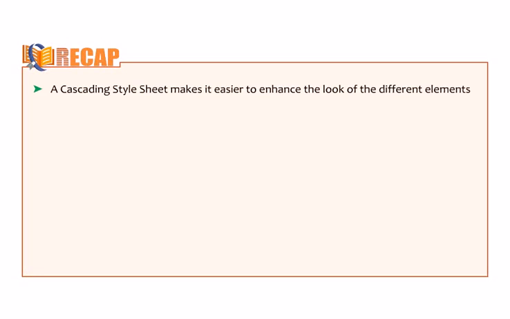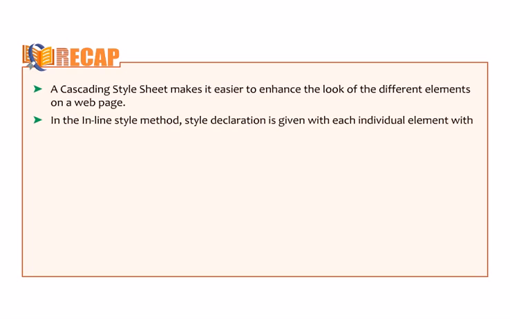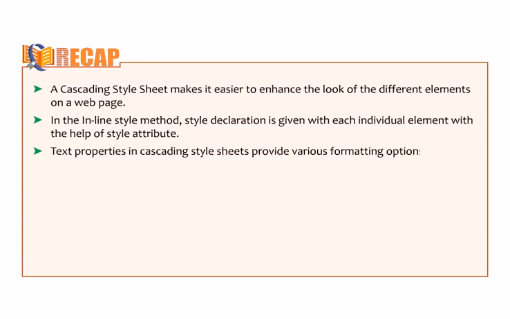Okay students, let us take a recap of this chapter. A cascading style sheet makes it easier to enhance the look of the different elements on a web page. In the inline style method, the style declaration is given with each individual element with the help of the style attribute. Text properties in cascading style sheets provide various formatting options to style the text in a web page.